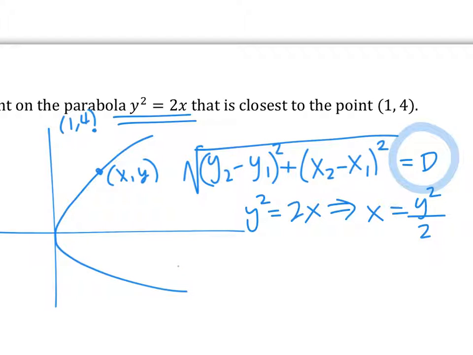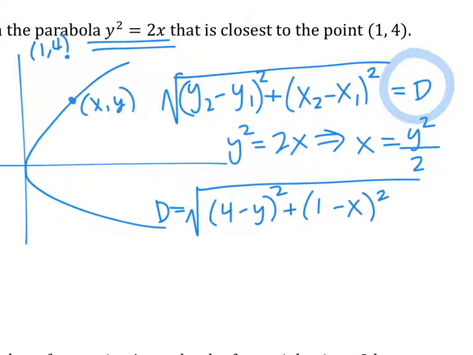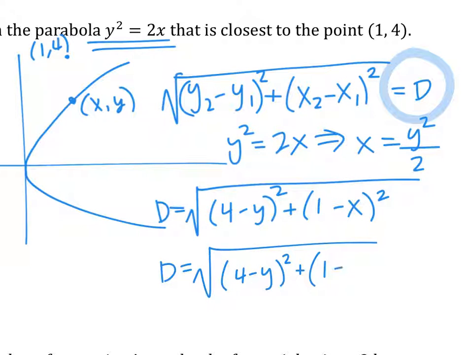All right, so the distance formula now becomes, oh, I got to put some numbers in my distance formula, right? I'm going to make the 2's the actual point. So 4 minus y plus 1 minus x, and that's all squared. Okay, x is equal to y squared over 2. So that is 4 minus y, squared, plus 1 minus y squared over 2, squared.